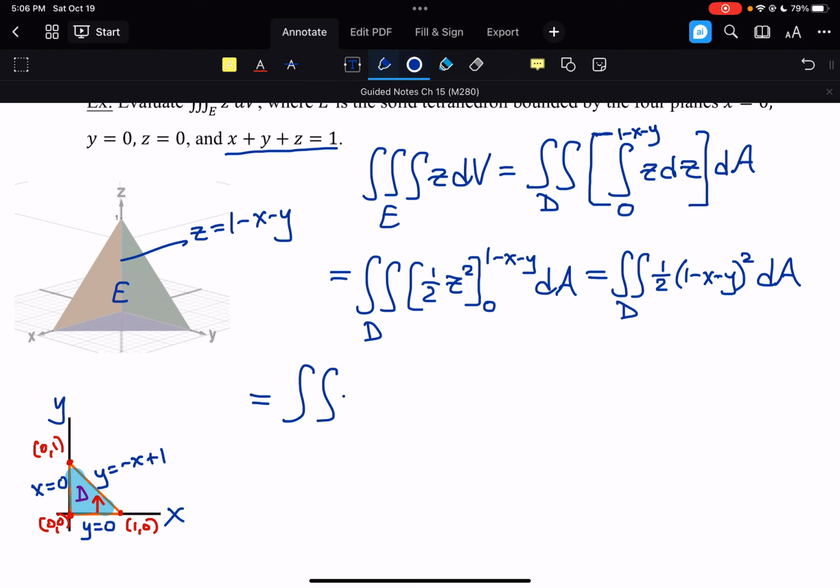So if we set up the double integral, I'll pull the 1/2 out to the front here. We have (1 minus x minus y) squared dy dx, because we're going vertical. Y is going from 0 to negative x plus 1. X is going from 0 to 1.